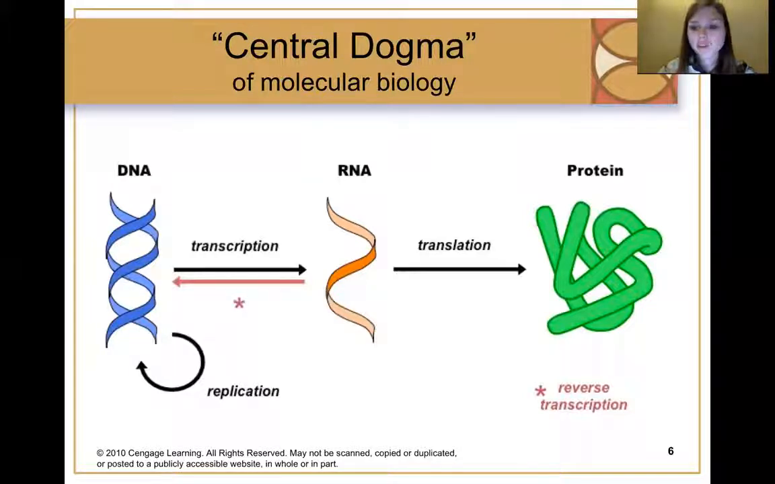And DNA is converted to RNA through a process called transcription. And then RNA is converted to protein through a process called translation. The way that I try to keep this straight in my head is, if you're transcribing something, you're basically just copying down what someone is saying, like in court where they have a transcriber writing down what the person is saying.